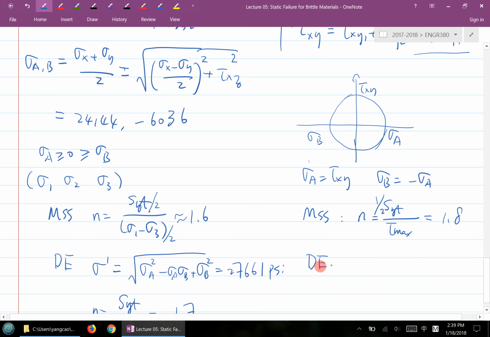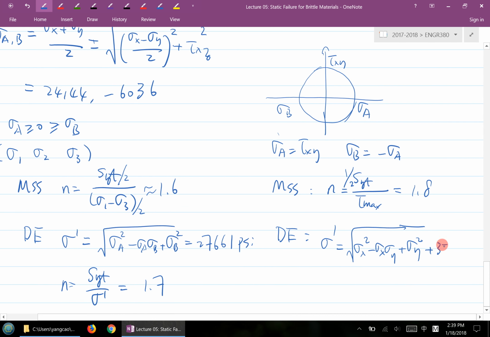And then DE theory, you can do the same thing and calculate the sigma prime first. Now for sigma prime, you can also try this formula, which is based on the state of stress values. So you can calculate N equal to SYT over sigma prime, which ends up as 2.1. Okay, so that's overall the safety factor at A, and the safety factor at the B location.